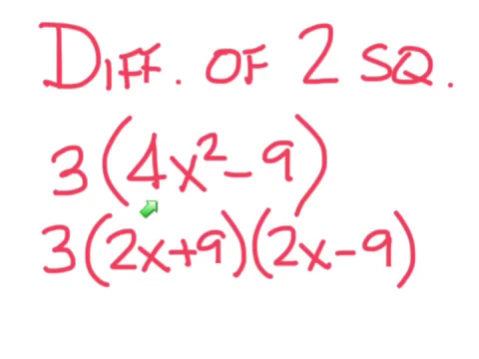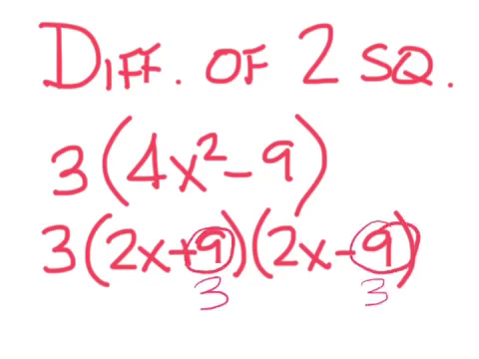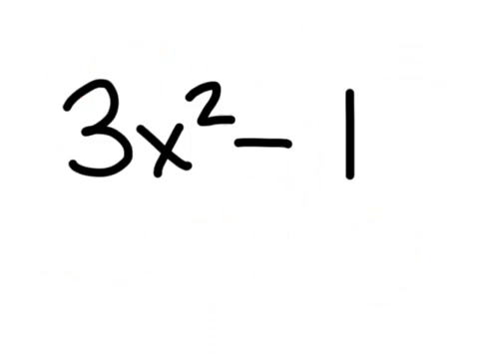So leave the 3 and then find the square root of this. And actually, there's another mistake. That should be 3. There. 2x plus 3, 2x minus 3. What about this one? Is 3 a perfect square? Not factorable.